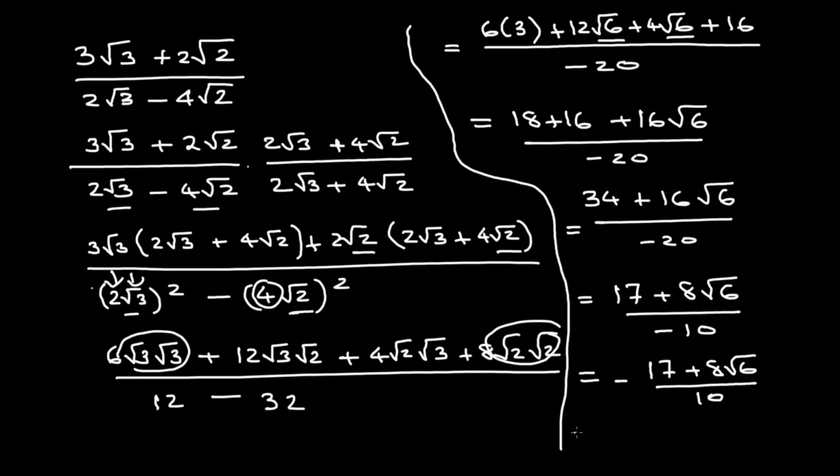If you want, you can still simplify this. Remember, the negative sign is not inside this expression, it's almost like it's outside here. So I can expand this to minus 17 over 10. Then I can do this and that also. So it's 4 over 5 root 6. It's the same.